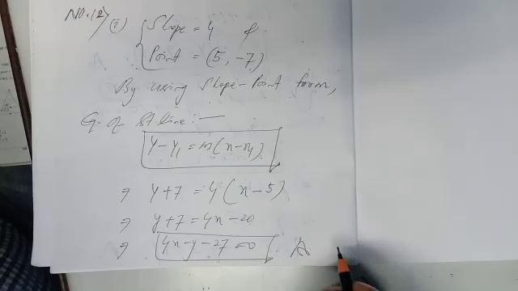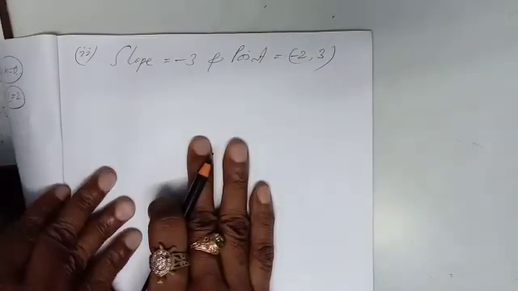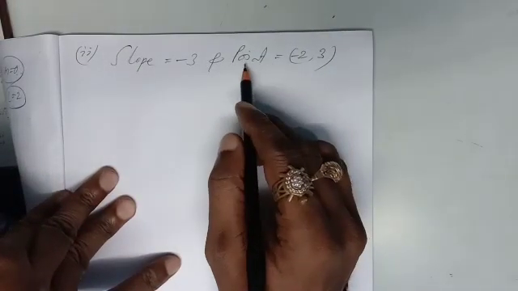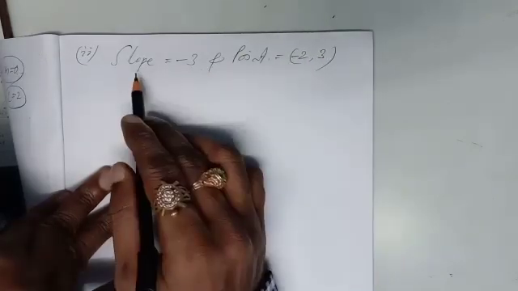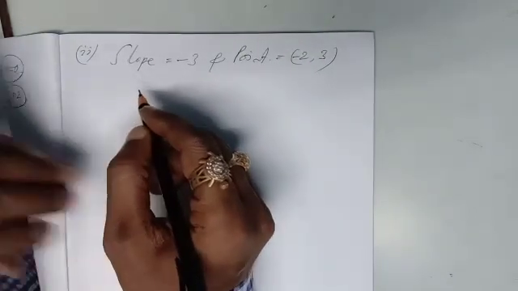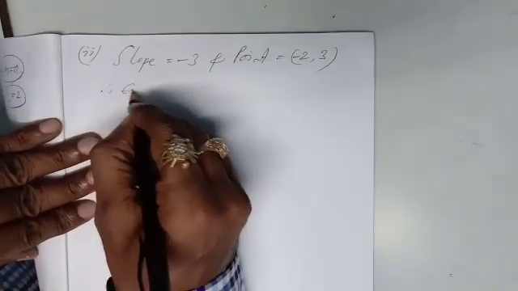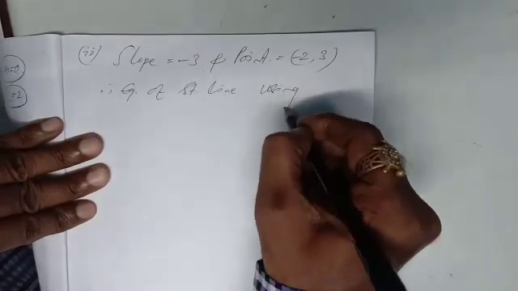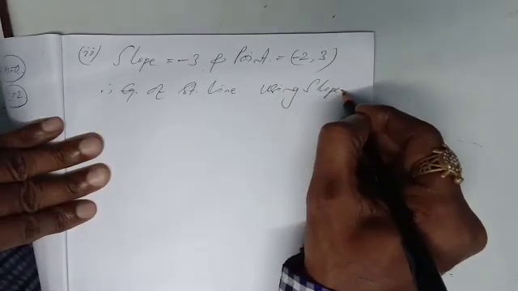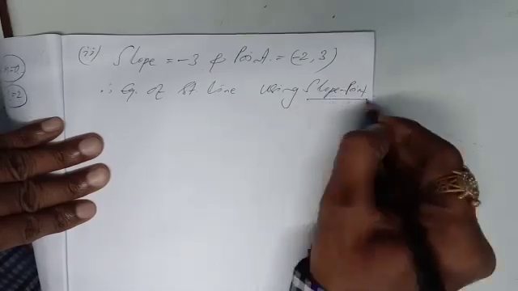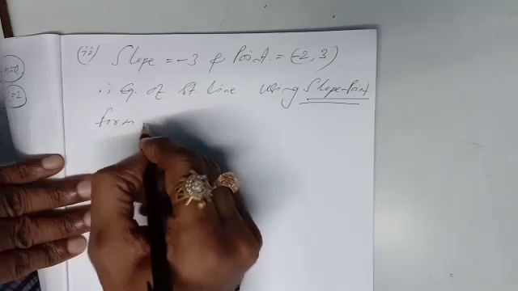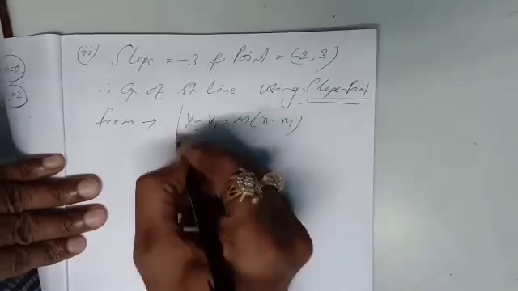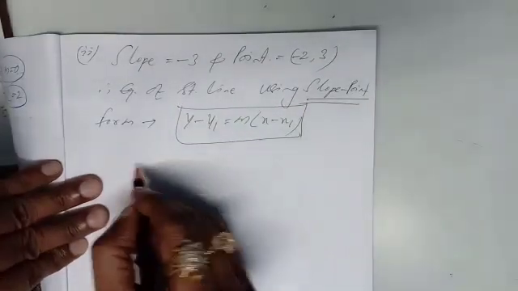Let us see number 12, second part. See the second part question given, slope given minus 3 and point given. That is the line passing through the point minus 2 comma 3 and having slope minus 3. You have to find out the equation of the straight line using slope point form. Therefore, equation of straight line using slope and point, using slope point form. What is that? Y minus y1 is equal to m times x minus x1. This is the formula you have to memorize. This is the slope point form.